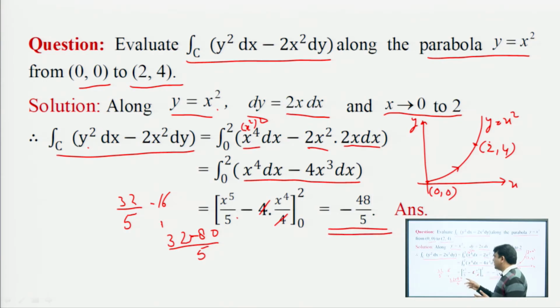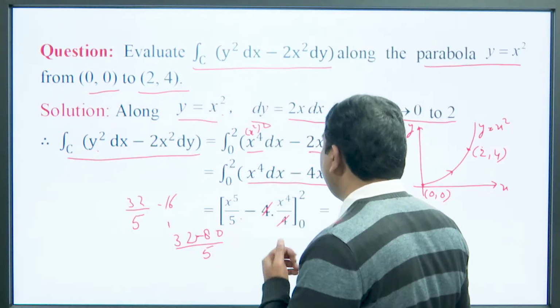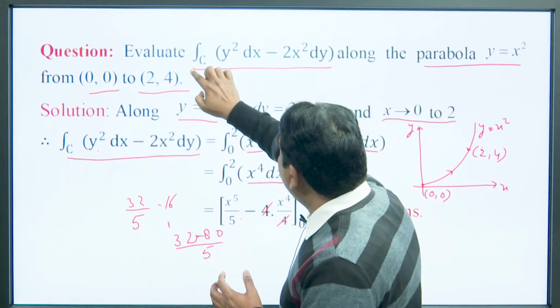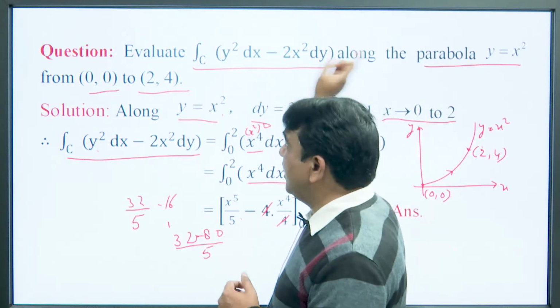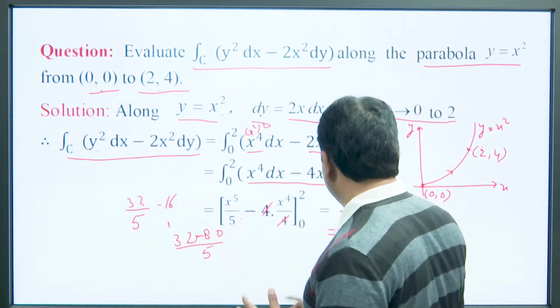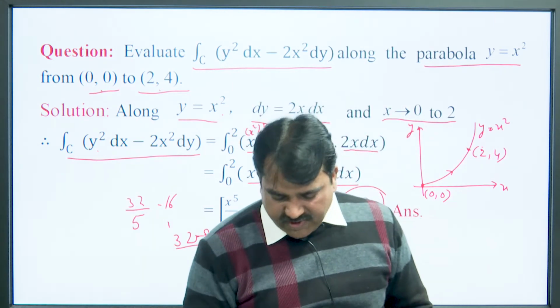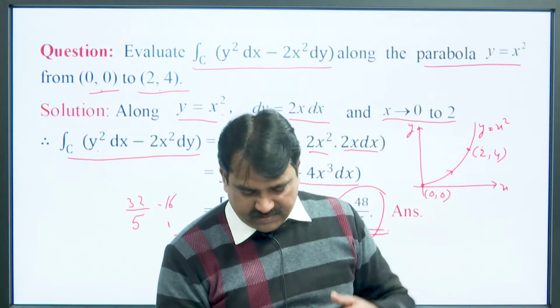By putting the lower limit, its value becomes 0. So the final answer is minus 48 by 5. The value of this integral along the parabola from this point to this point is minus 48 by 5. In this way we have to evaluate the line integral along any curve.